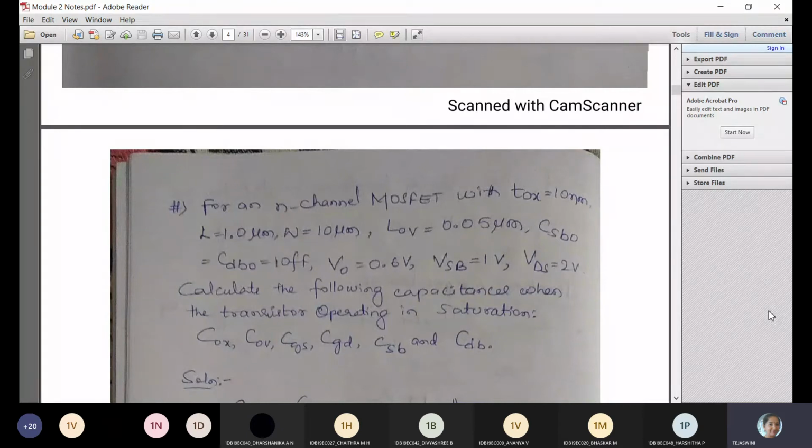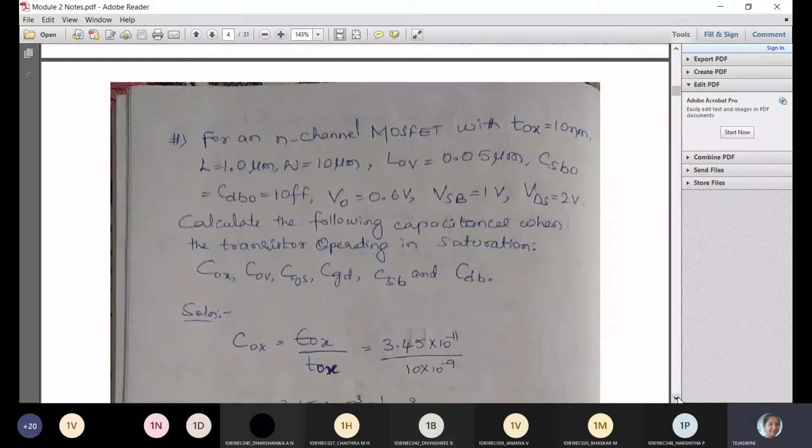It's related to a problem for an N-channel MOSFET. Is the screen visible? Yes, ma'am. For an N-channel MOSFET with oxide thickness 10 nanometer, length 1 micrometer, W 10 micrometer, and one more I left out. One second.